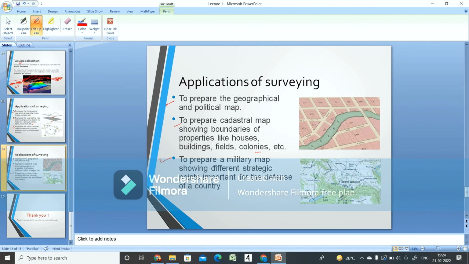To prepare a military map showing the different strategy points important for the defense of a country. Initially, survey was done only for that purpose. If we have a particular army area, they have a particular map of that area, so that they can identify the points, which point is the target point, where they have to reach, and how strategies will be planned. So these are all the basic different applications of surveying. This is only the introduction lecture.